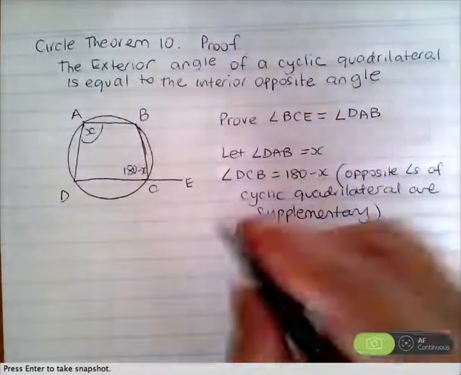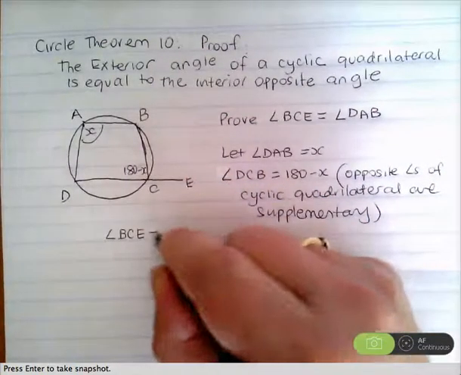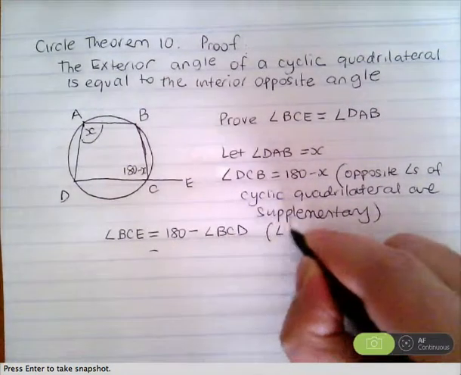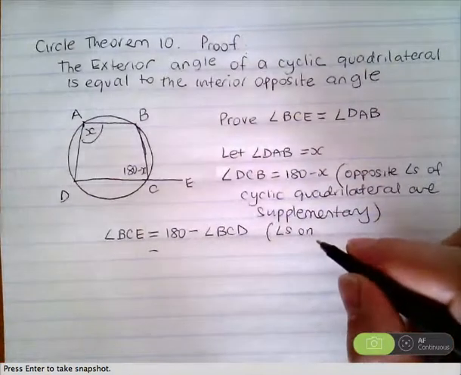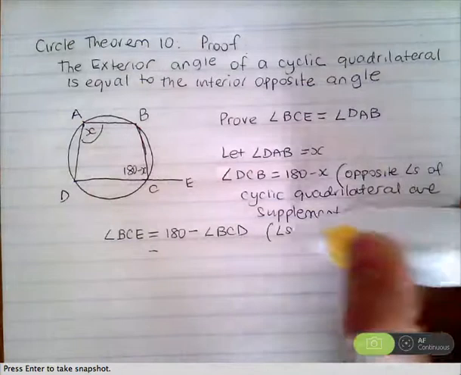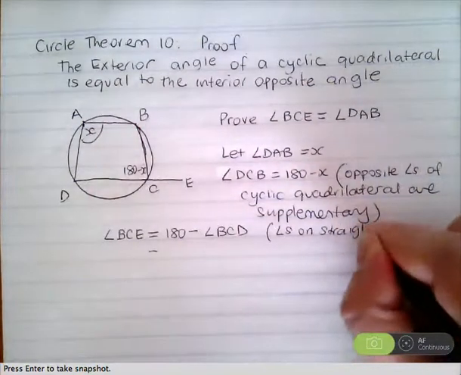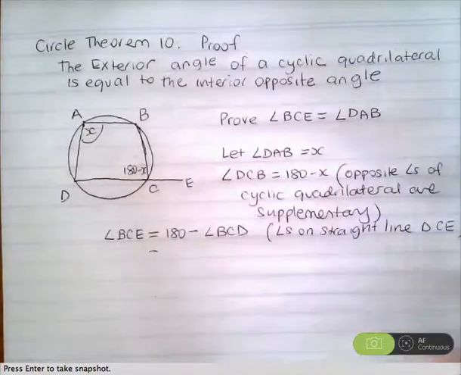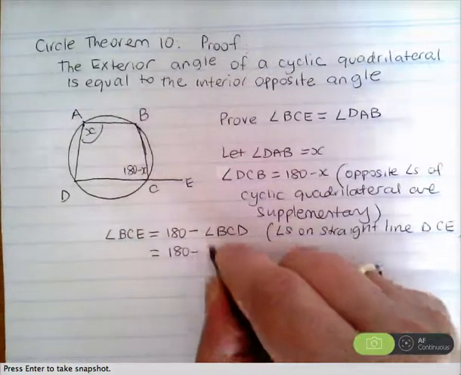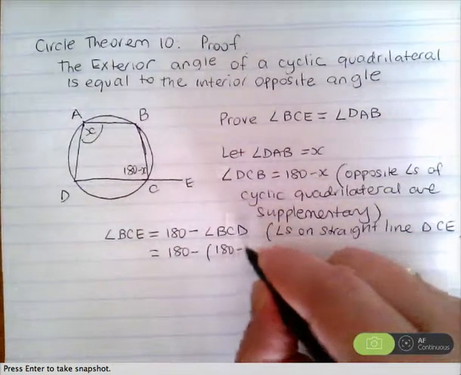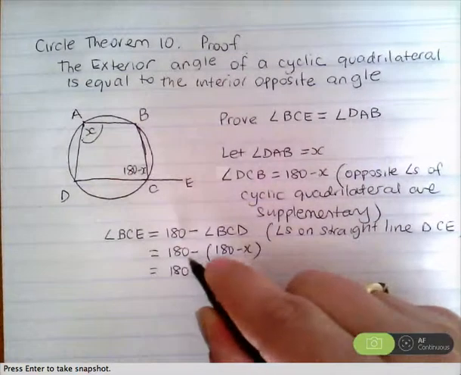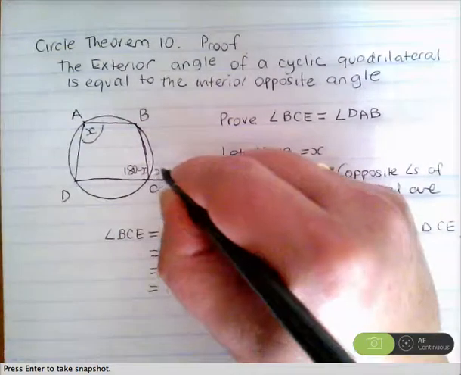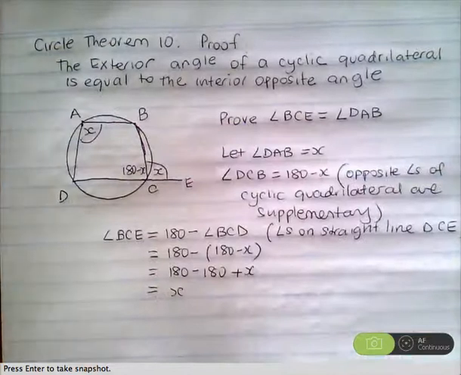Now, remember, we're trying to work out angle BCE. So angle BCE will be 180 minus whatever angle BCD is. And that is angles on a straight line or supplementary angles, whatever you like. So I'm just going to put angles on a straight line, and I'm going to call that line DCE, because the straight line runs from D through C to E. So therefore angle BCE is 180 minus, I'm going to substitute what angle BCD is, and it's 180 minus x. Now we can expand and remove those brackets, so we get 180 minus 180 minus negative x, which is plus x. Therefore angle BCE is equal to x, which is what we are required to prove.